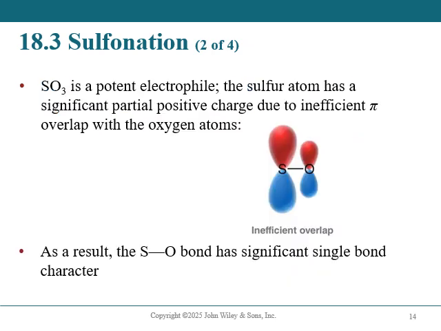Your sulfur trioxide is a potent electrophile. The sulfur atom has a significant partial positive charge due to inefficient pi overlap with the oxygen atoms. This is actually very interesting. It's one of those cases where the size of your different elements make a big difference. Sulfur is much more voluminous, much larger than oxygen. So even though we're talking p orbital to p orbital, there's not really enough overlap because of the size difference to generate an efficient pi system.